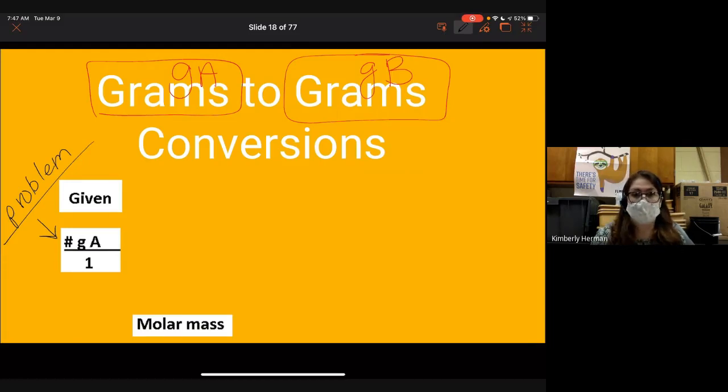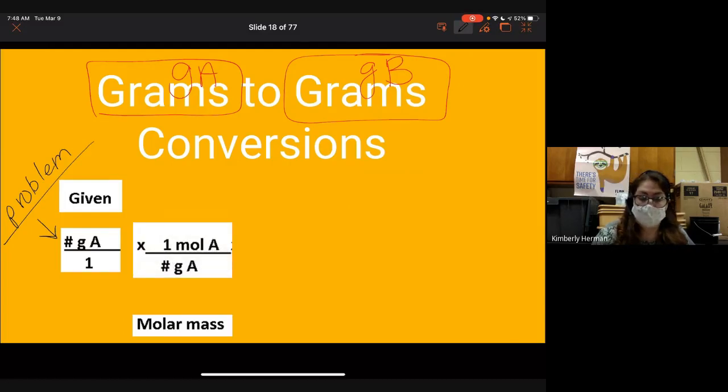Now, because this is stoichiometry, we have to remember we need that balanced chemical equation to help us out, but not yet. The first part is going to be our molar mass, which we're going to get from our periodic table. So then our grams A and grams A would cancel out and we're left with moles. And this conversion looks familiar because we've already done it before this year.